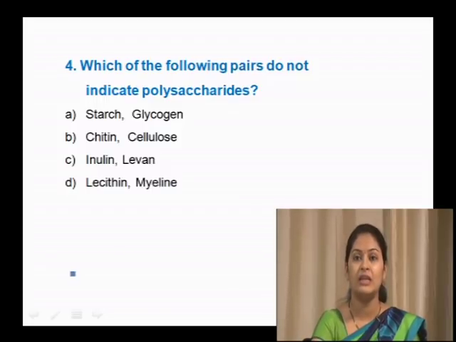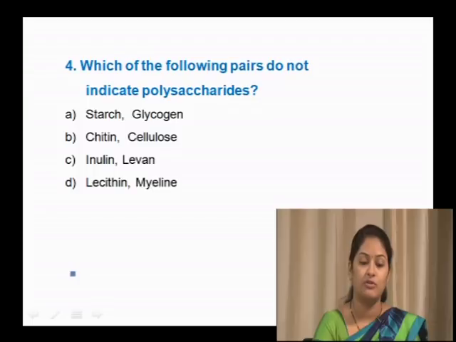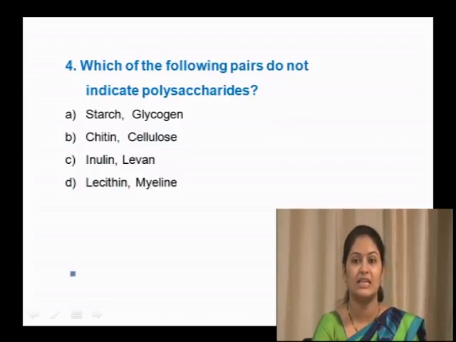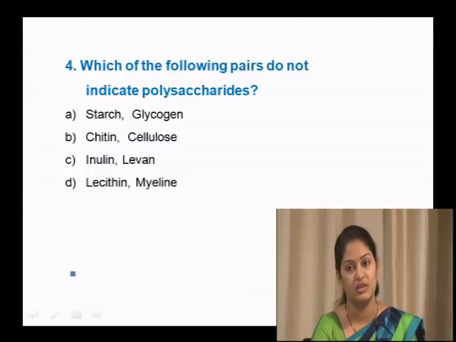Whereas myelin is the fat or lipid which is present in the axon of the nerve cell where it provides protection. For the fourth question, the right option is D. They are pairs of lipids, not polysaccharides.